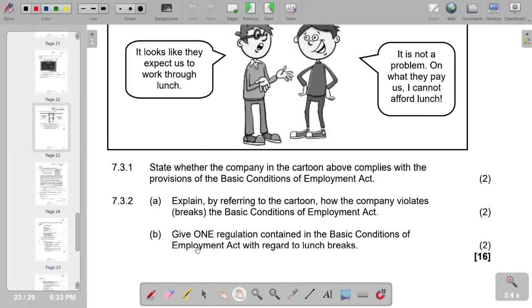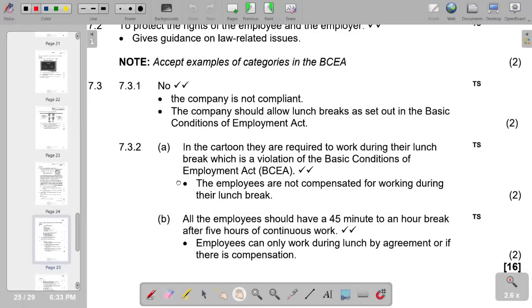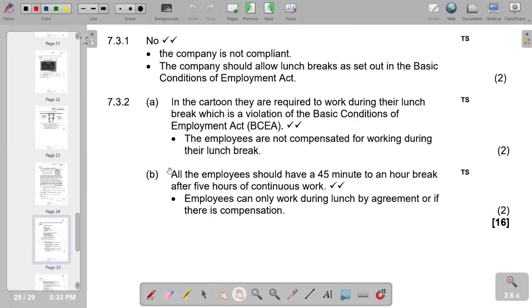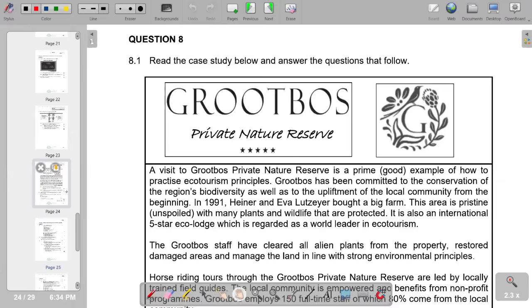Then on B, give one regulation contained in the Basic Conditions of Employment Act with regard to lunch breaks. So in regard to lunch breaks, we are saying all employees should have a 45 minutes to an hour break after 5 hours of continuous work. That is according to the BCEA. Well, also, employees can only work during lunch by agreement or if there is a compensation. So those are the terms in terms of the BCEA, which is the Basic Conditions of Employment Act. So with that, we move on to question 8.